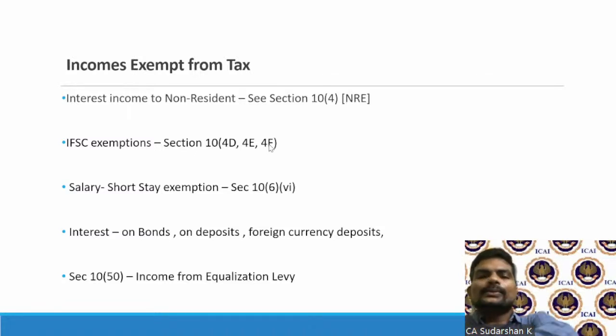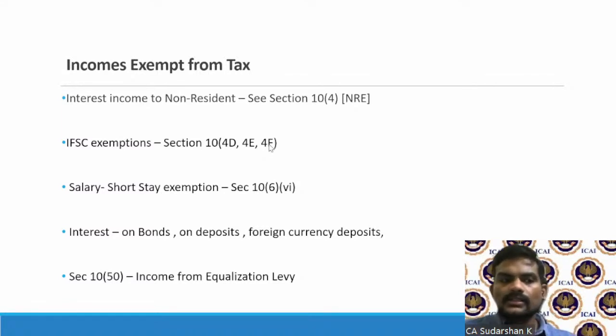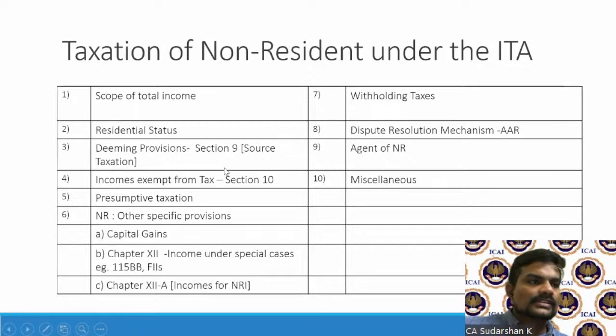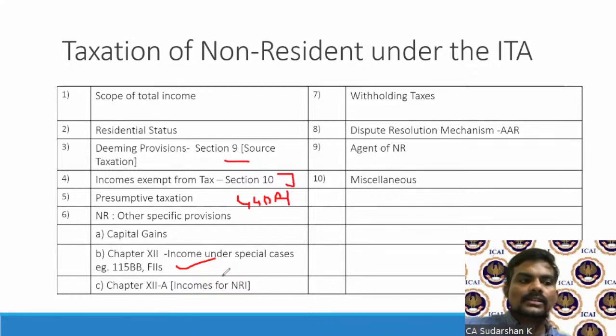So with this, we are done with taxation of non-residents. Going back to the scope, when we started, we looked at POEM, and we looked at the deeming provisions under section 9. We looked at what are the incomes that are exempt from tax. Presumptive taxation, specifically 44DA, 44DPP today. And then from a non-resident standpoint, income under special cases, that is 115BBA, sportsperson, foreign institutional investors, we focused on. And then chapter 12A, incomes for non-resident Indians, that is investment income and long-term capital gains at a concessional rate, and exemption available on those specified foreign assets, we covered under chapter 12A.